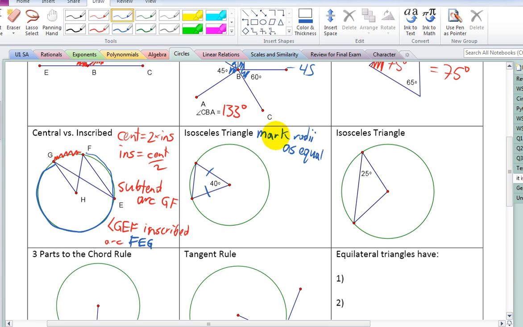Okay, so mark the radii as equal. So we can take 180 and we minus 40. That's going to be 140 degrees. Then we just divide it by 2. That equals 70 degrees. So each of these bottom angles have to be identical because that's the isosceles triangle.